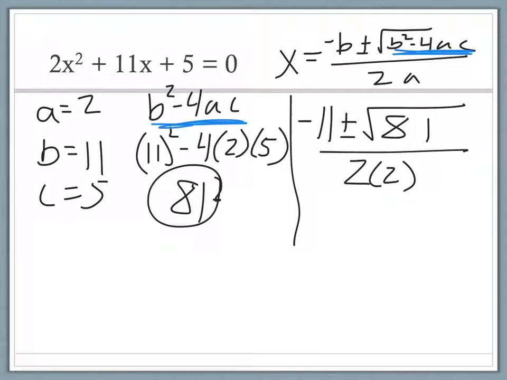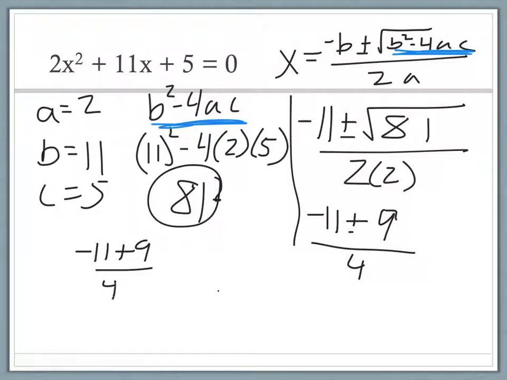All right, let's clean this up a little bit. So negative 11 plus or minus the square root of 81, which is 9, all over 2 times 2, which is 4. Now, if you notice the top, we can combine like terms because we have an 11 and a 9. But be careful because we have 2 equations there. We have negative 11 plus 9 over 4. Okay? And I also have negative 11 minus 9 over 4.